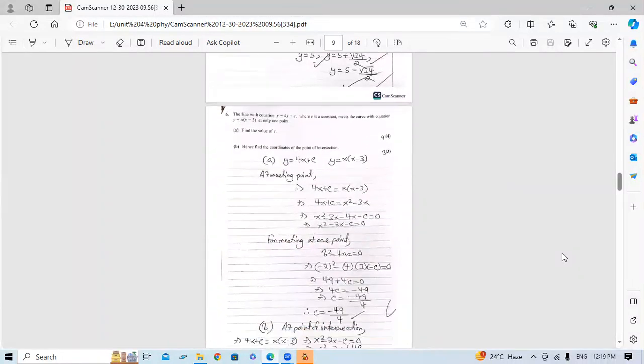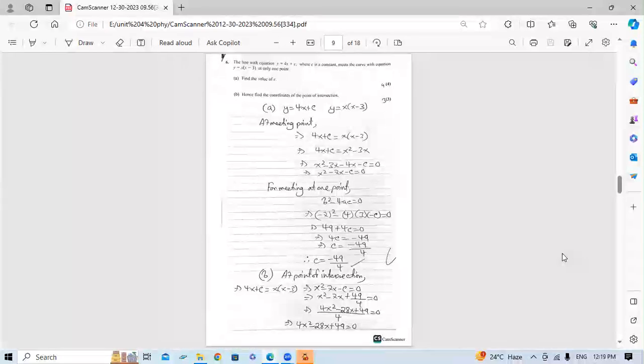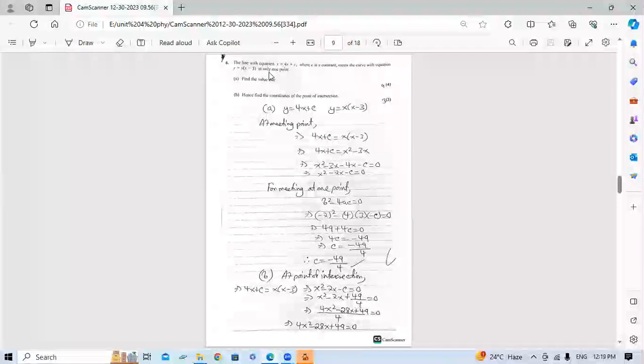So let's move on to question number 6. The line with equation y equals 4x plus c, where c is a constant, meets the curve with equation y equals x into (x minus 3) at only one point. Find the value of c, and in B, hence find the coordinates of the point of intersection.